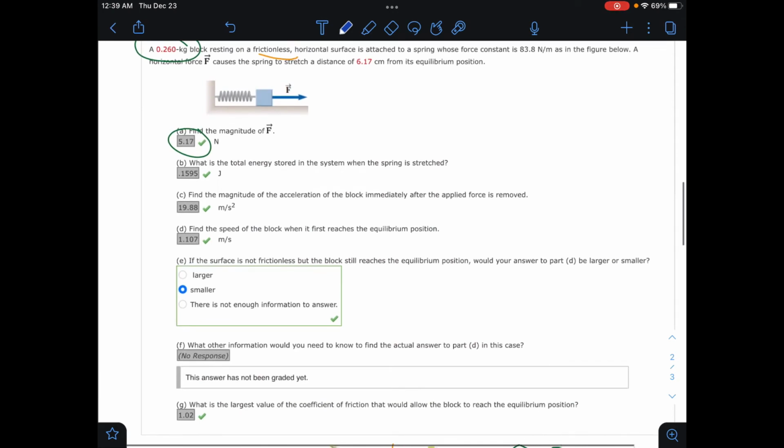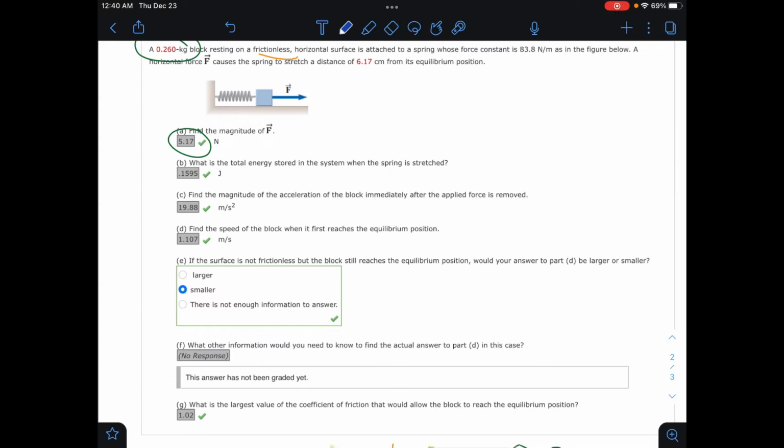Now, if the surface is not frictionless but the block still reaches the equilibrium, would our answer to part D be large or small? So this is where we use our common sense. If there's friction, energy is going to be lost. If energy is lost, then our velocity must decrease, because kinetic energy is energy. Now, if our kinetic energy decreases, one of our variables also has to decrease.